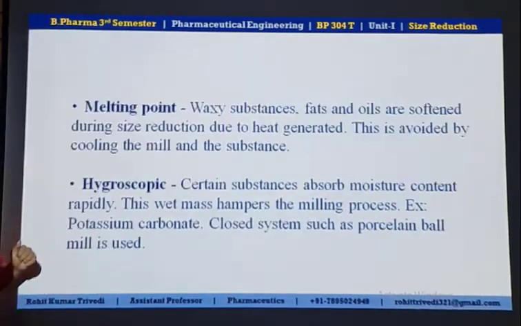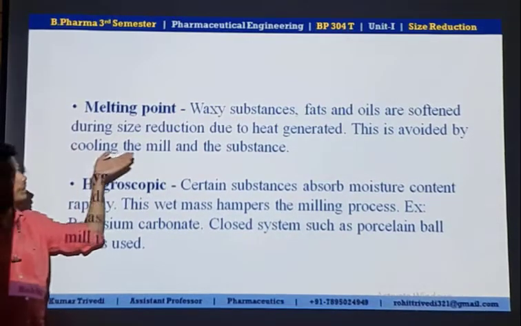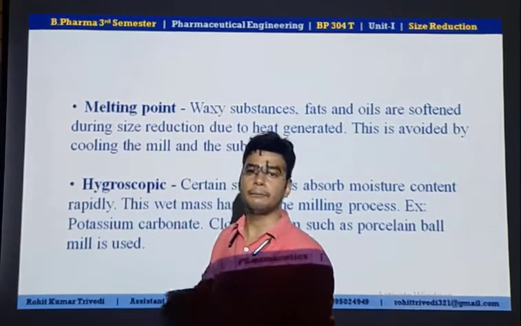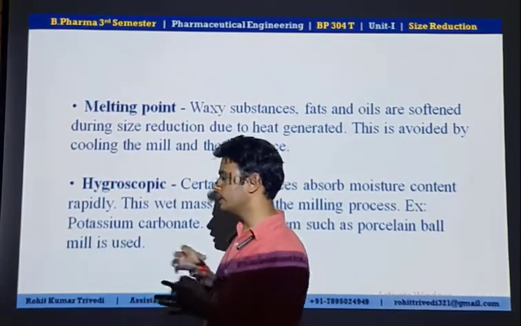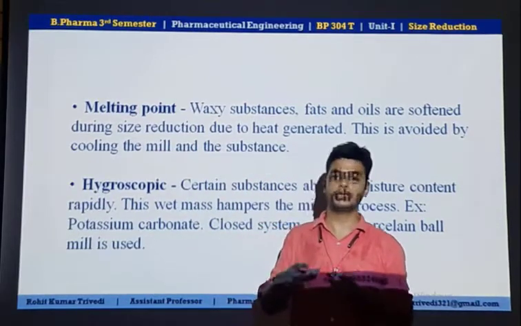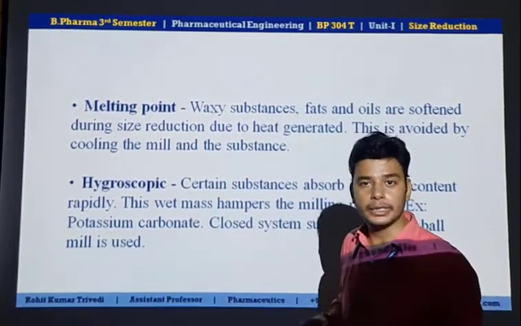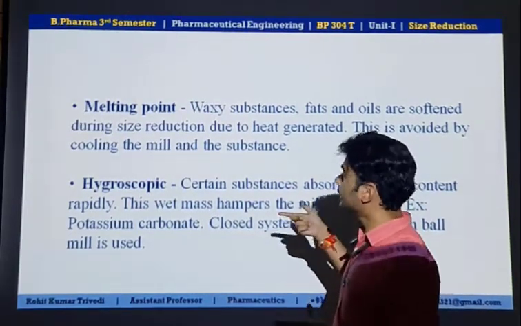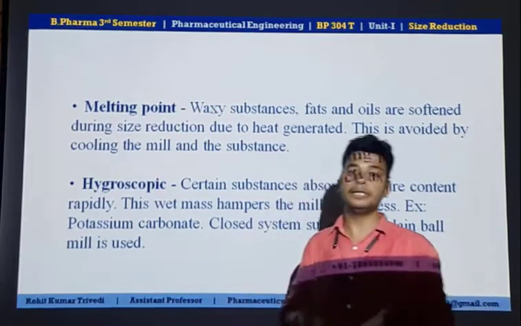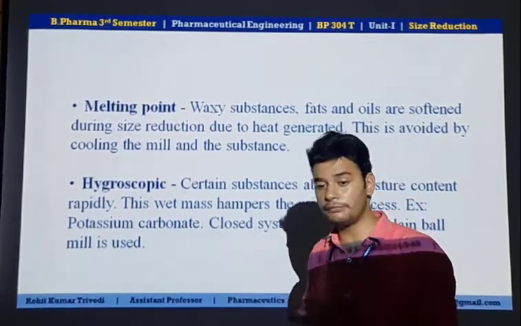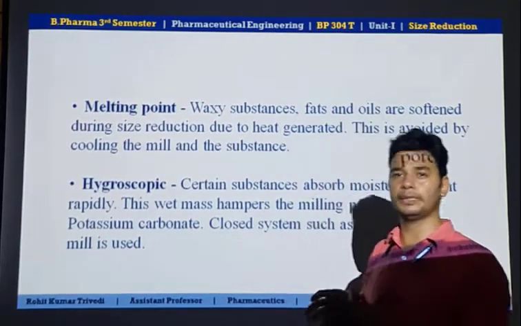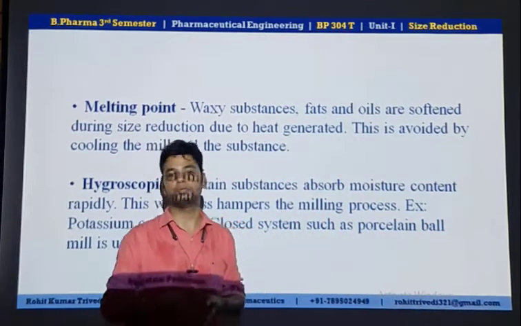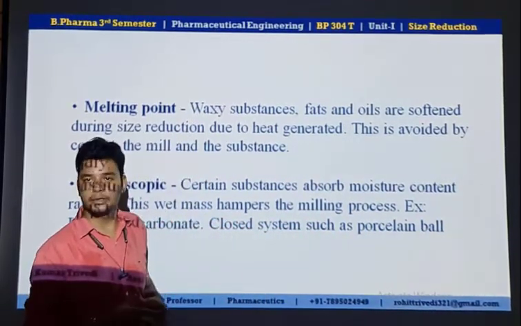Okay, now moving further, the melting point. The waxy materials, obviously fats and oils, are soft in nature. They easily melt when the temperature is increased. Obviously, when we are using the process of size reduction, the temperature of that machinery and the material is increased during the size reduction process. If temperature is being increased, some substances melt with the temperature, so we feel difficulty in the size reduction. Obviously, we use specialized machinery that does not increase the temperature during the process of size reduction. We can use the fluid energy mill for such purpose.